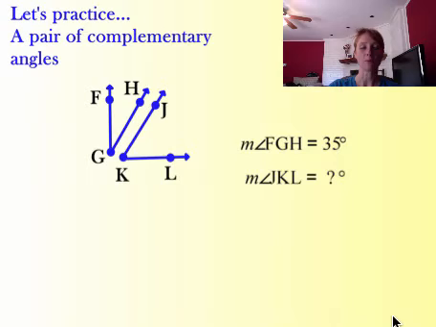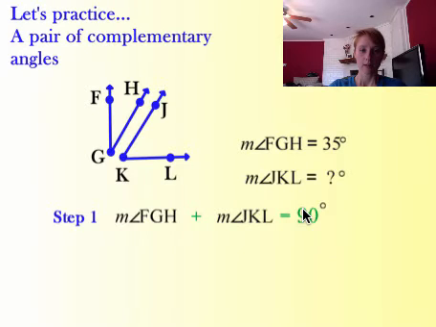Okay, let's do some practice using complementary angles. We have our 2 angles here, and we know that the measure of FGH is 35 degrees, but we don't know what the measure of JKL is. So, just like we did with our supplementary angles, we want to have a relationship between the 2 angle measures before we do anything else. So, since these 2 angles are complementary, we know that their measures add up to 90 degrees.